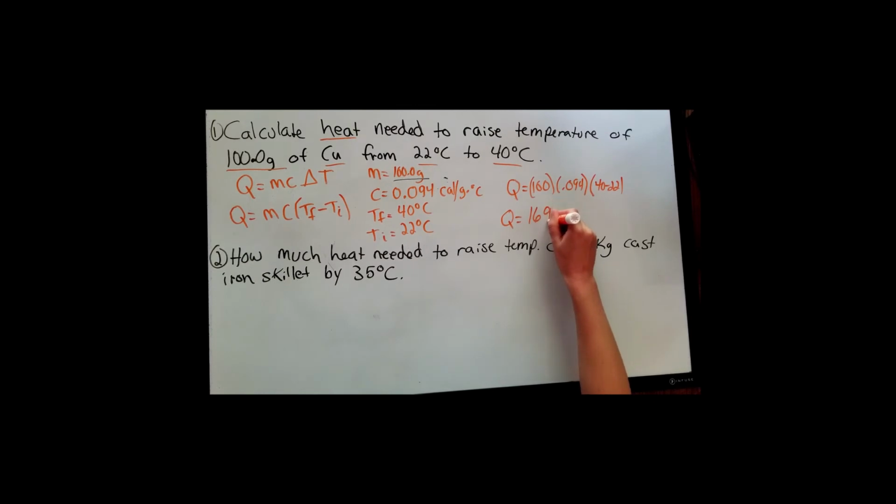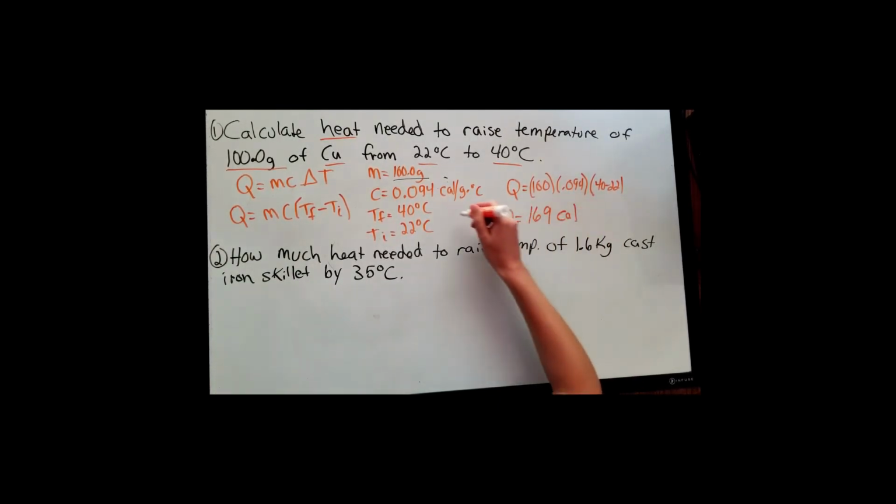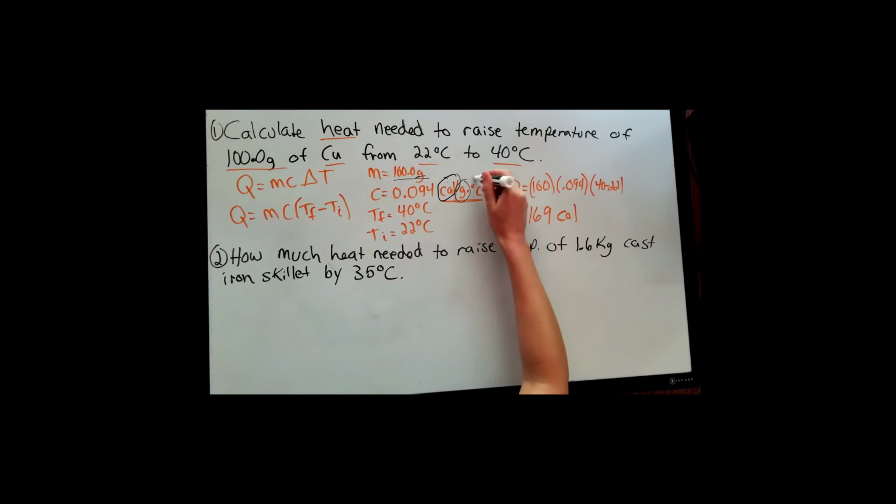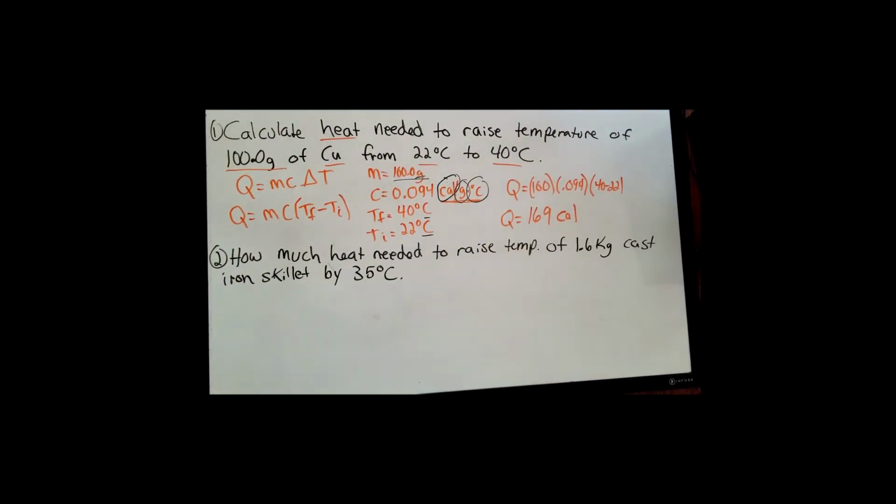And remember, the units for heat, even though it's a form of energy, we're not using joules like we did for work and kinetic energy and potential energy. We're using calories. And if you ever are not sure on that, just look at the units present on the specific heat value, because it tells you you need the calories for the Q. You need grams for the mass. You need degrees Celsius for the temperatures. Okay, so 169 calories of heat is required to raise the temperature of that copper from 22 up to 40.